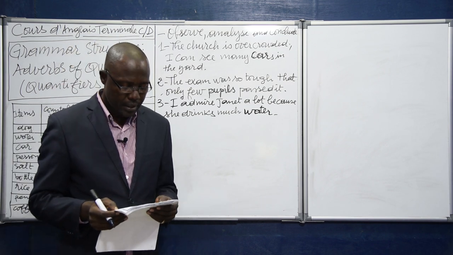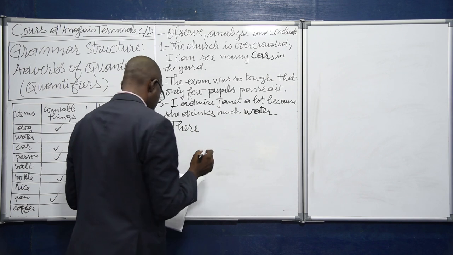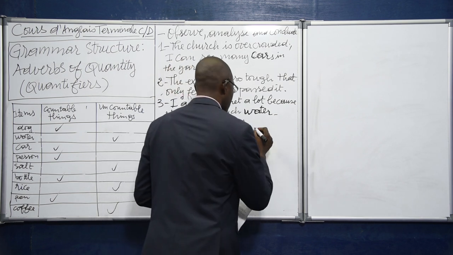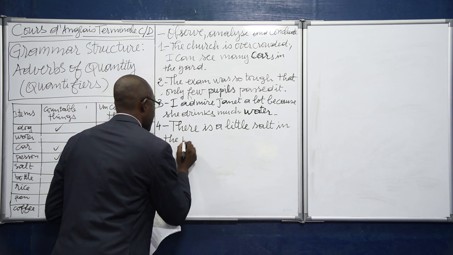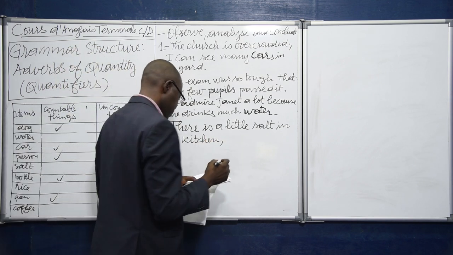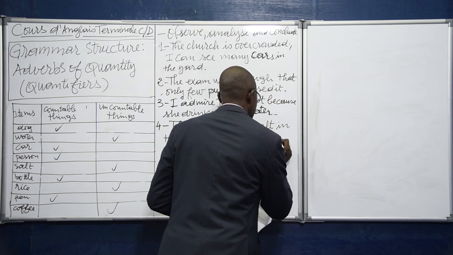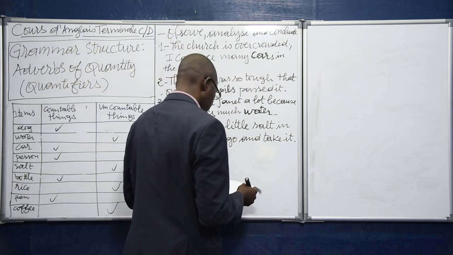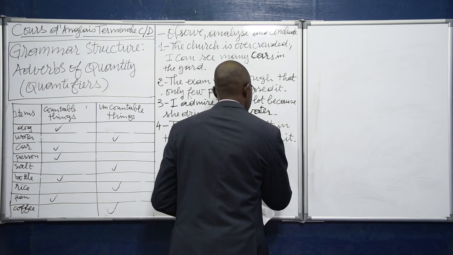Number four: there is a little salt in the kitchen. Go and take it. There is a little salt in the kitchen. Go and take it. Full stop. Here we have also salt. Where is salt? Yes, here it is.